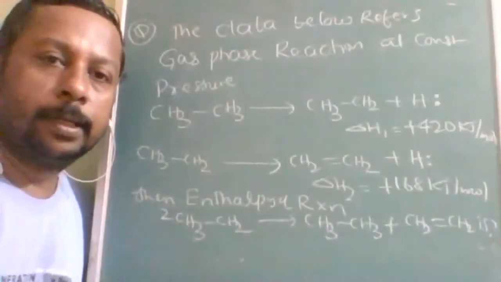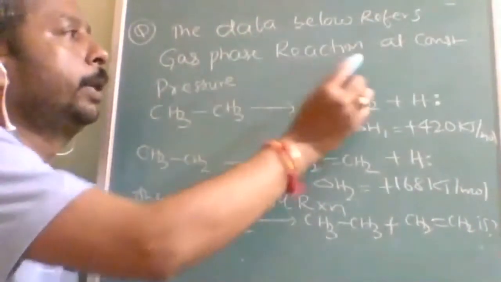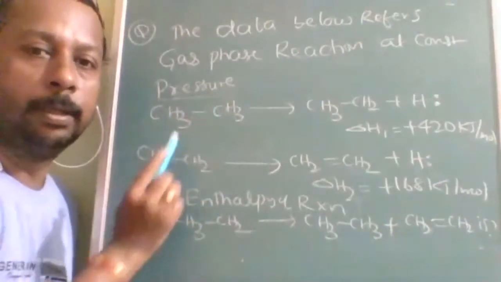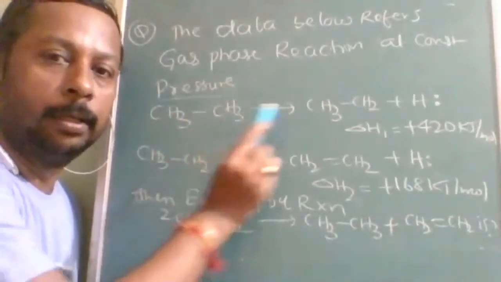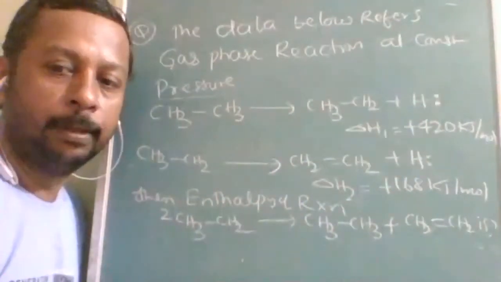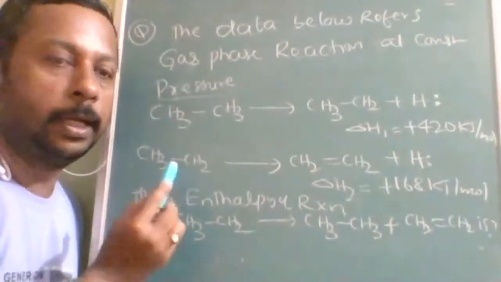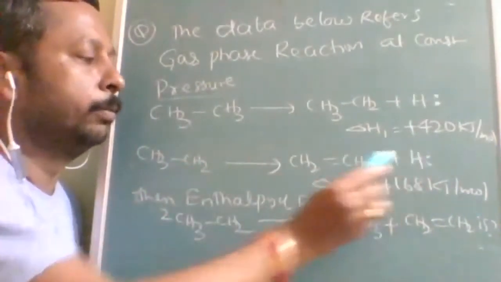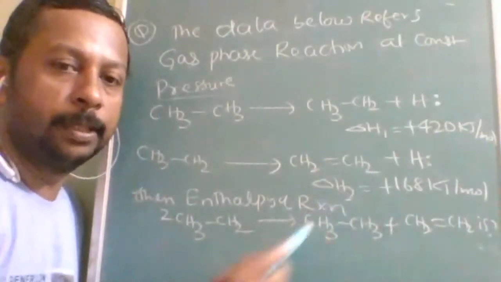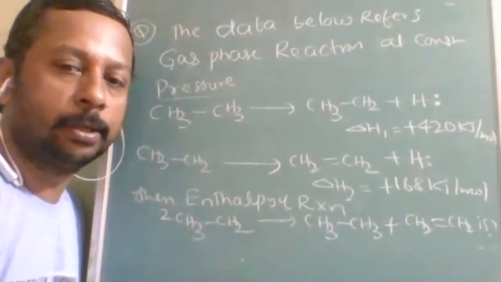Here two reactions are given. The data below refers to gaseous phase reaction at constant pressure. Constant pressure means enthalpy. First, ethane converted into ethyl and lost its one hydrogen. For that, energy required was plus 420 kilojoules. And that ethyl further lost one more H and converted into ethene. Energy required is plus 168. Question is, the enthalpy of this reaction is how much?